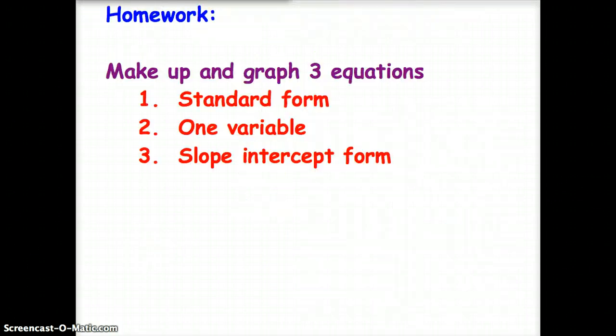For your homework tonight, you are creating 3 problems for yourself. One problem, you need to write an equation in standard form, then graph it. The second problem, write a 1-variable equation. That would be like the examples we had, x equals 1 and y equals 0, and graph that. Then number 3, you need to graph an equation in slope-intercept form. So you are creating 3 of your own equations and graphing them. Do not use the examples we've already talked about.